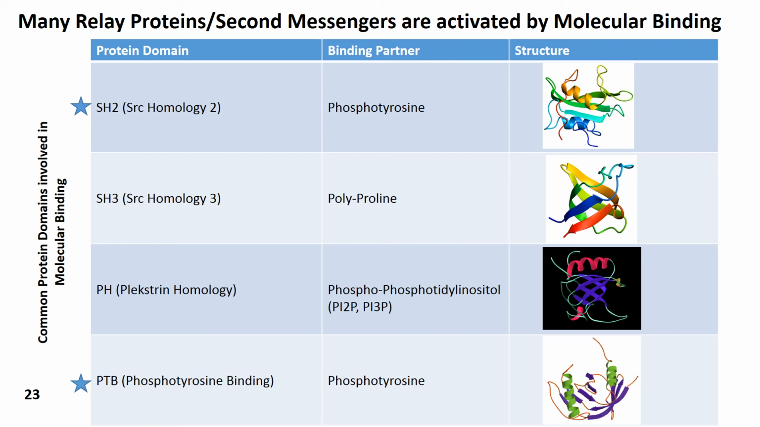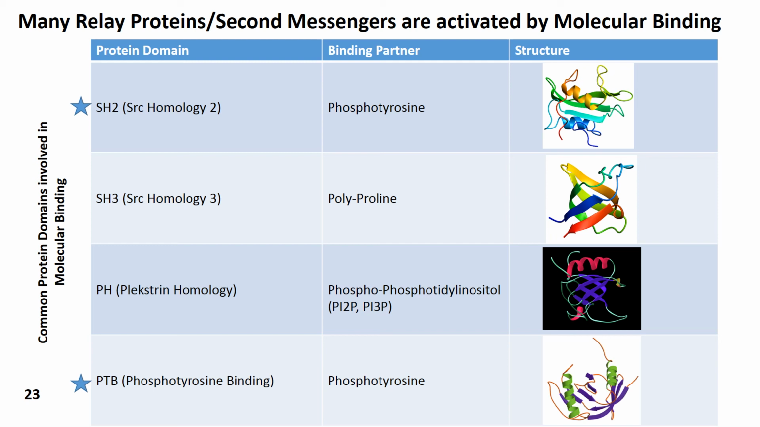Because these signal cascades depend upon molecular binding to activate second messengers, I want to spend just a little bit of time calling attention to some common protein domains that are involved in molecular binding in these signaling cascades. One of those is an SH2 domain. An SH2 domain is a protein domain that is responsible for binding to a phosphorylated tyrosine on some other protein.